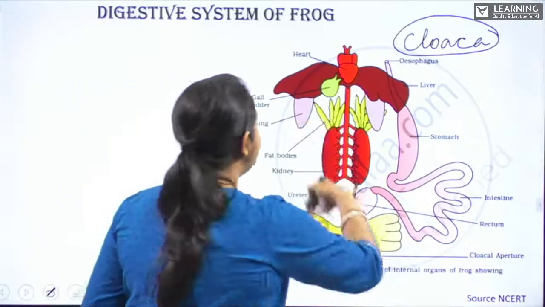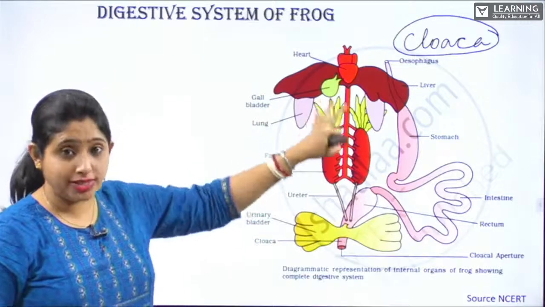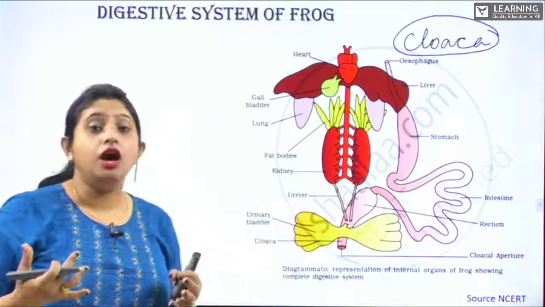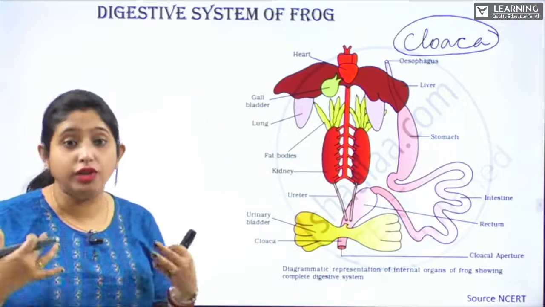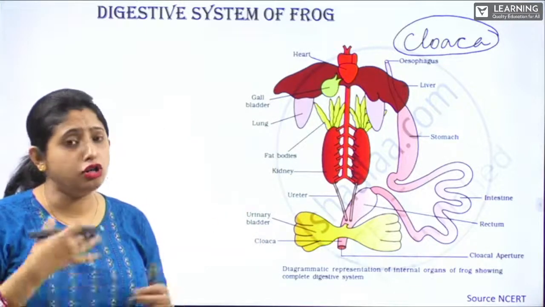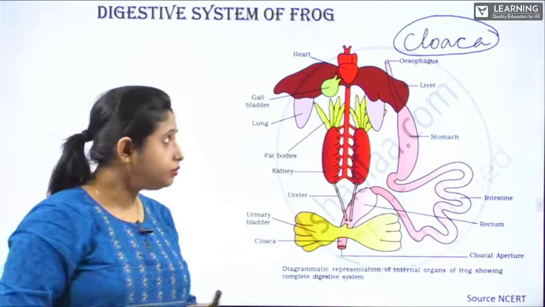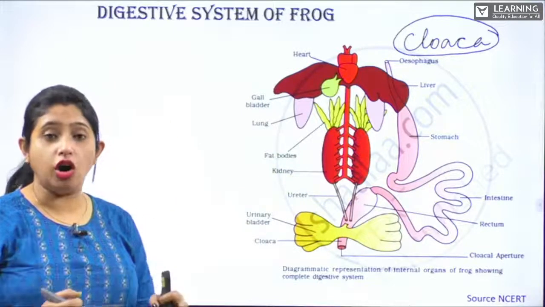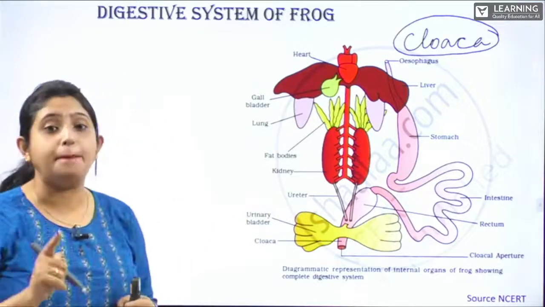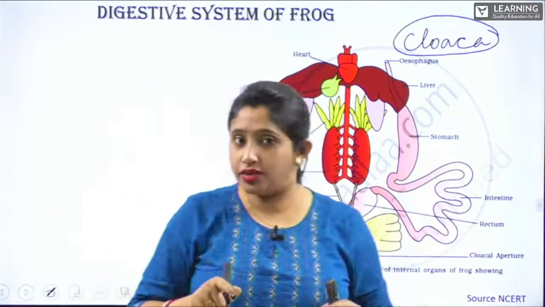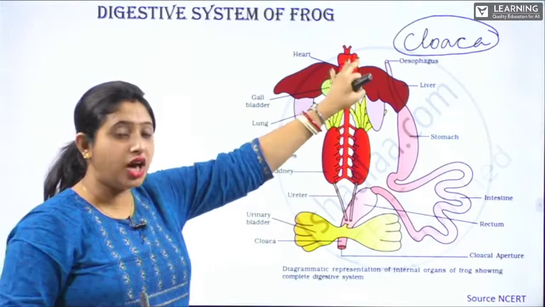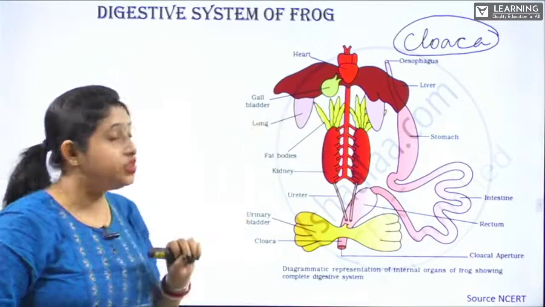So this is the internal structure of the frog. Like us, we have a heart, lungs, gallbladder, liver, and even a pancreas. The frog also has all these organs. As you can see in the picture, the frog has a 3-chambered heart, whereas we have a 4-chambered heart. The heart is shown with 3 chambers, so they have a 3-chambered heart.